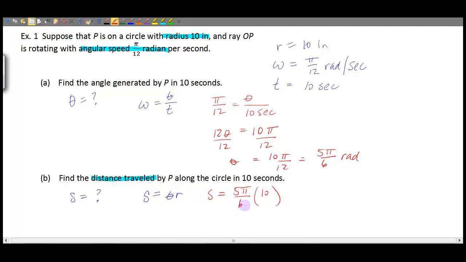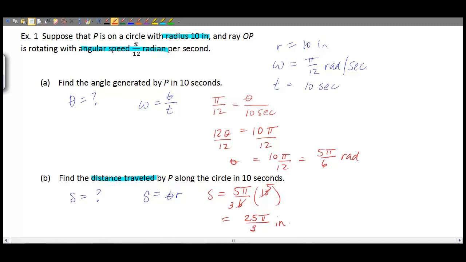Now we're going to multiply these two things together. Remember, when I'm multiplying fractions, that 6 is going to go into that. There's a 2 that goes into both of those numbers, so I get a 3 and a 5. So the answer is 25 pi over 3, and that would be inches, because we have a distance in inches.